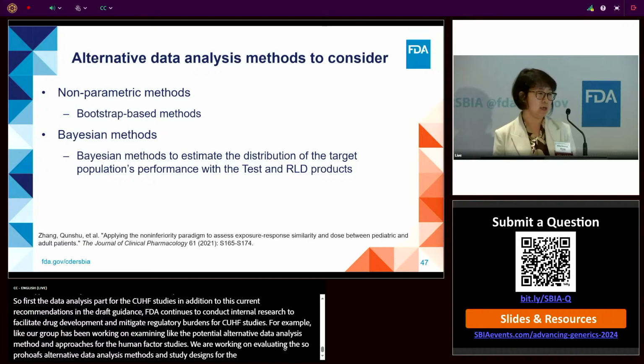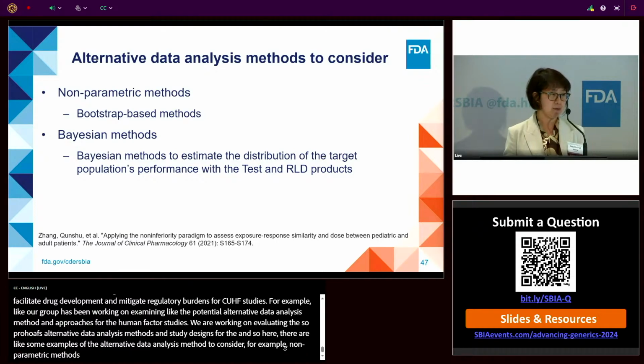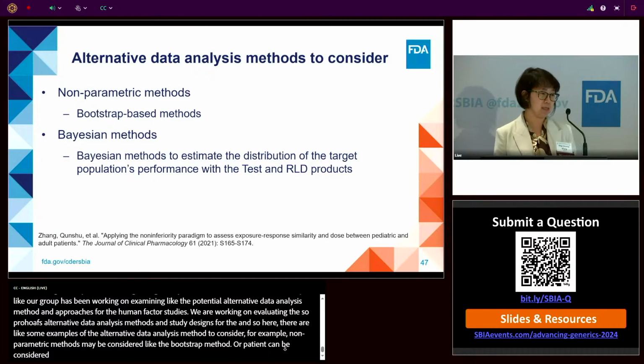So here are just some examples of the alternative data analysis methods to consider. For example, non-parametric methods may be considered, like the bootstrap-based methods, or Bayesian methods can also be considered to estimate the distribution of the target population's performance with the test and the RLD products.